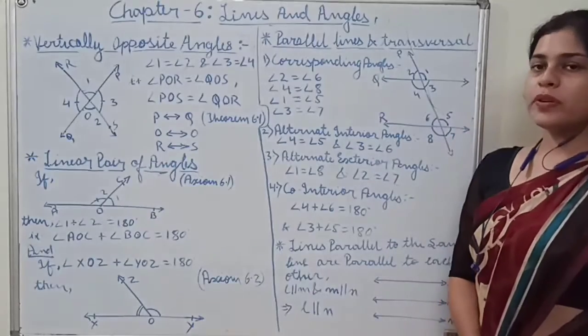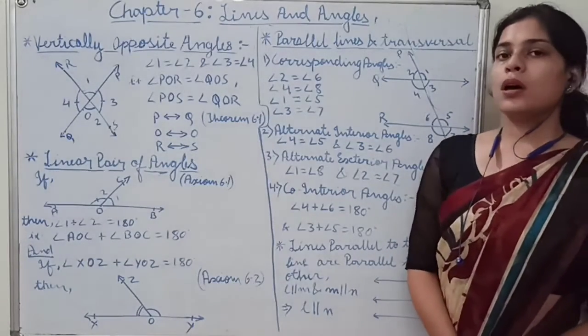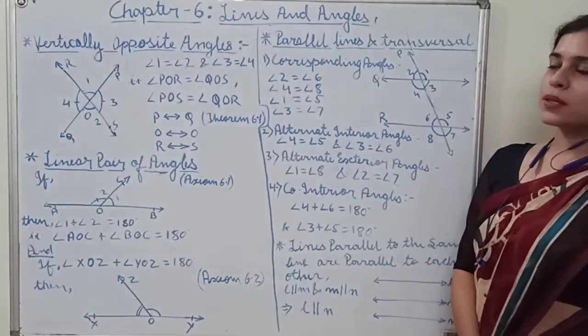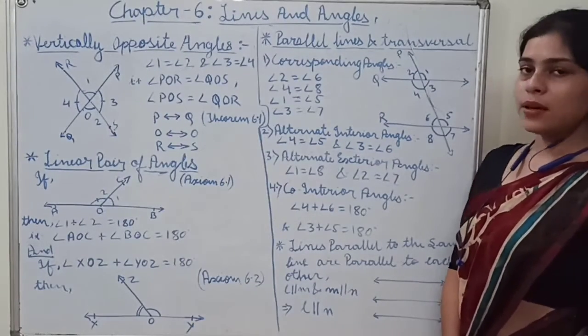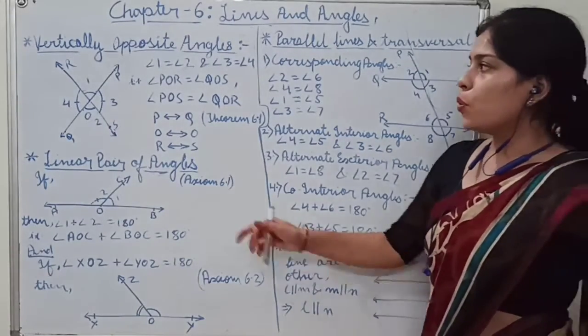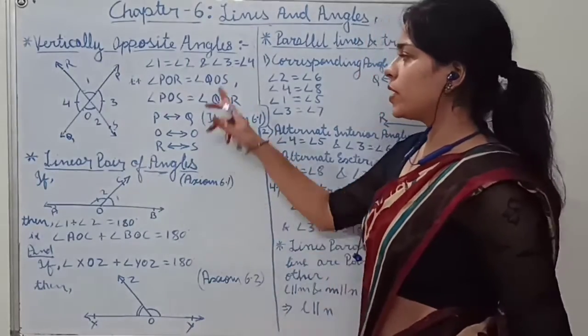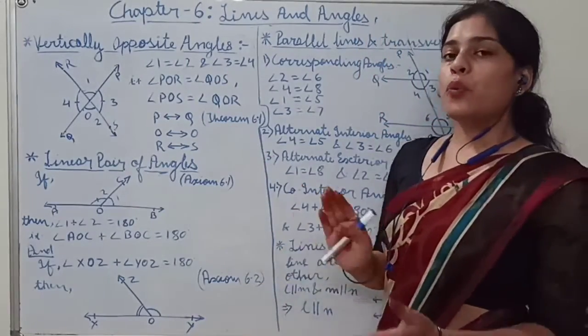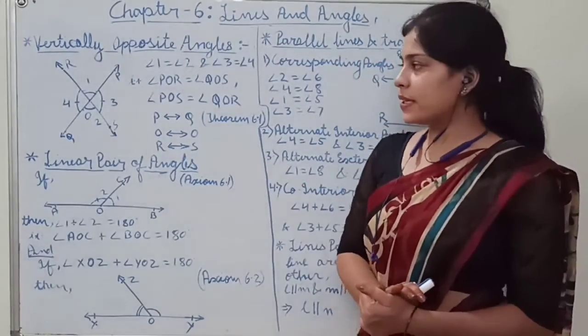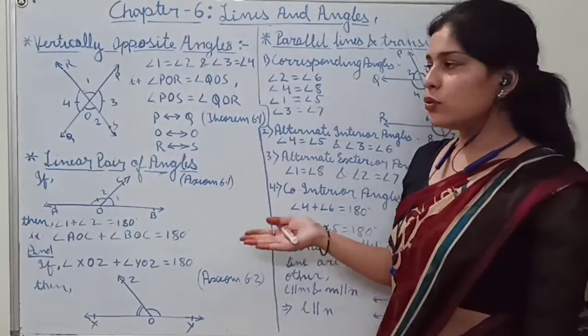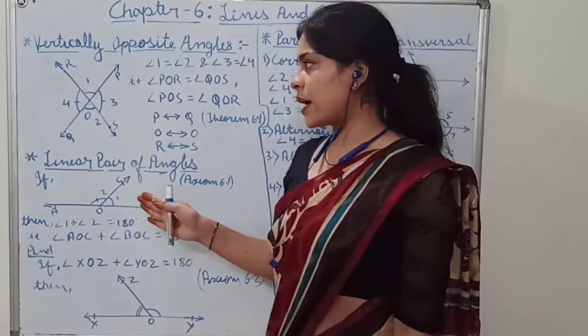In this video, we will discuss some more relevant terms and topics of the chapter Lines and Angles. Vertically opposite angles: when two lines intersect each other, the angles so formed are called vertically opposite angles.